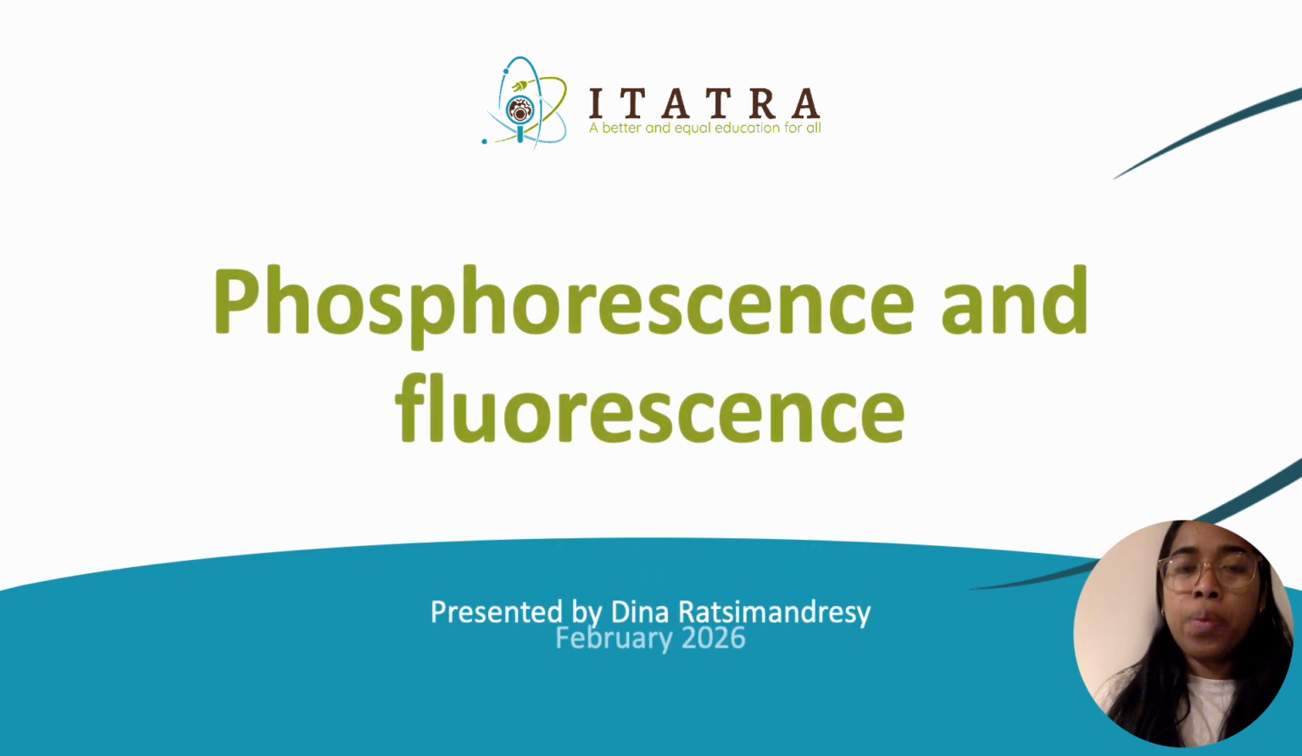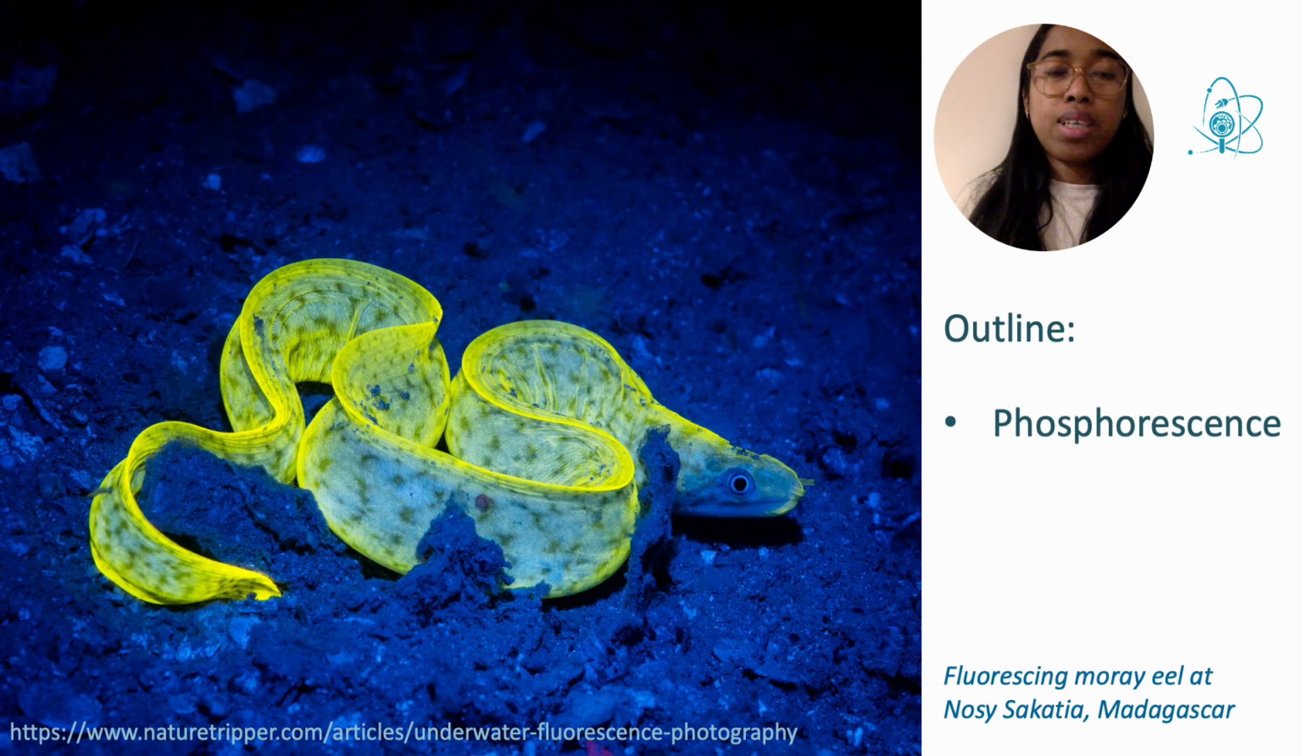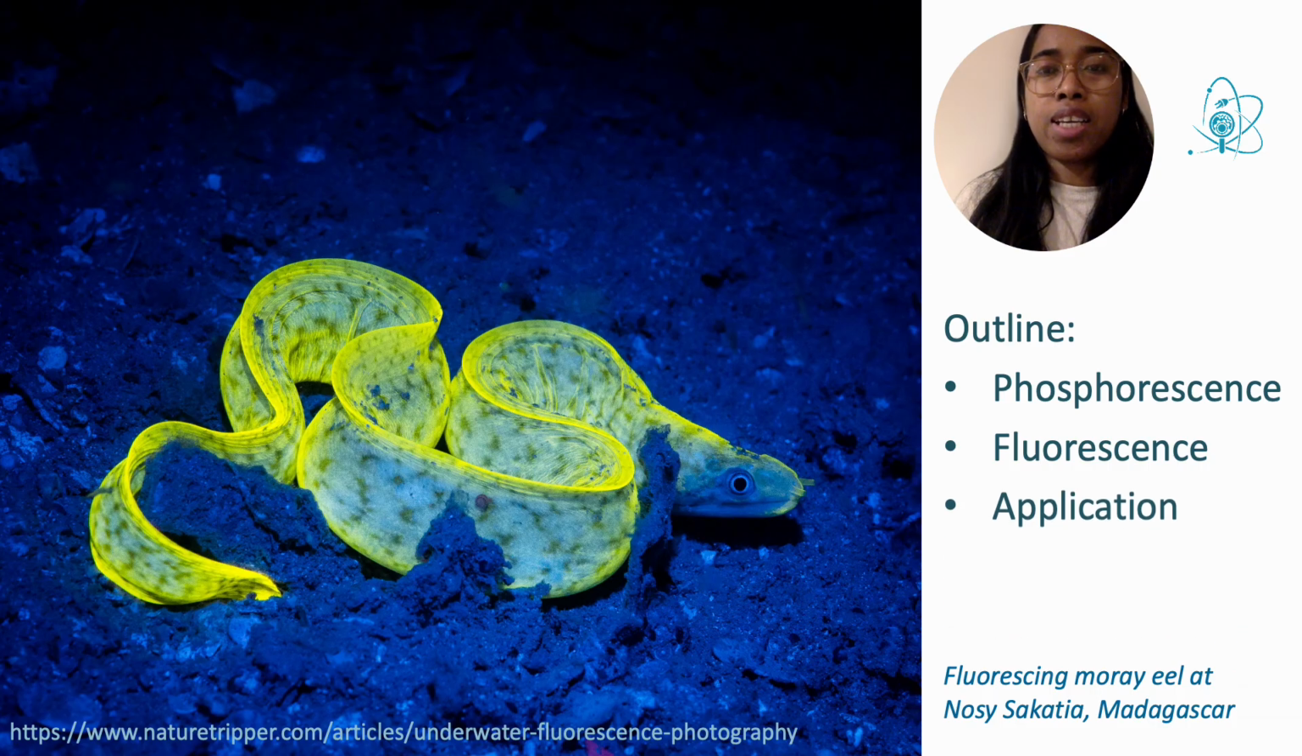In this tutorial, we will discuss phosphorescence and fluorescence. In nature, some creatures can experience what we call biofluorescence. It is when a living organism absorbs light, usually blue or UV light, and then re-emits it as a different color, such as this fluorescent moray eel at Sakatia in Madagascar. And this is what fluorescence and phosphorescence is about. We will explain the physical principle of these two concepts and the difference.